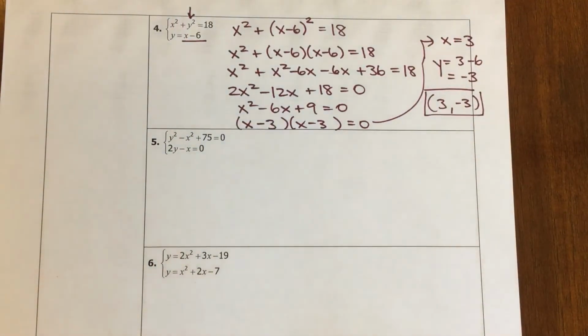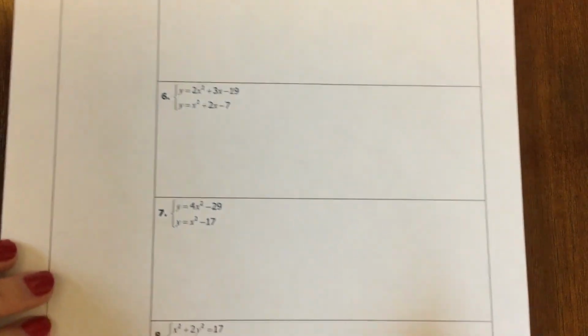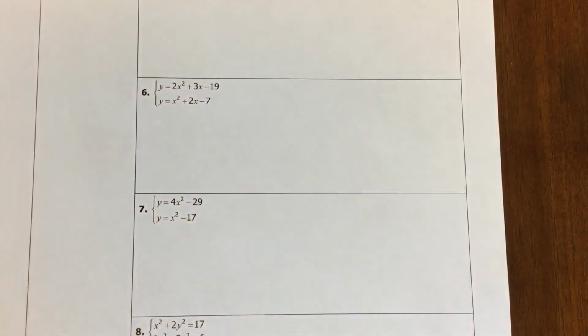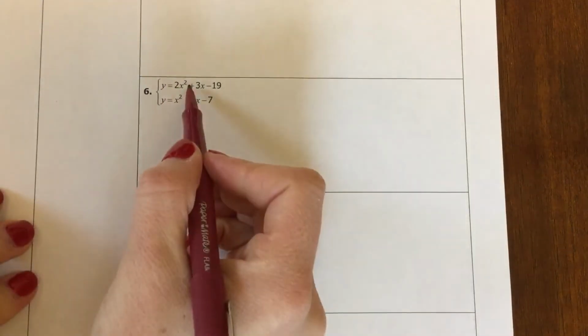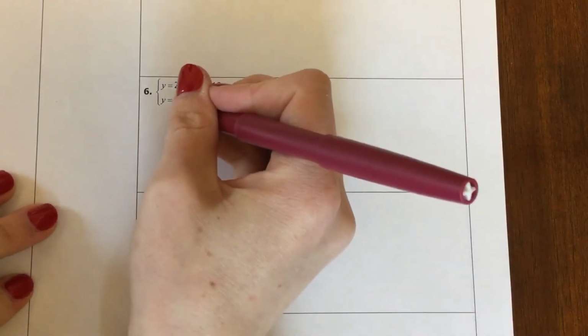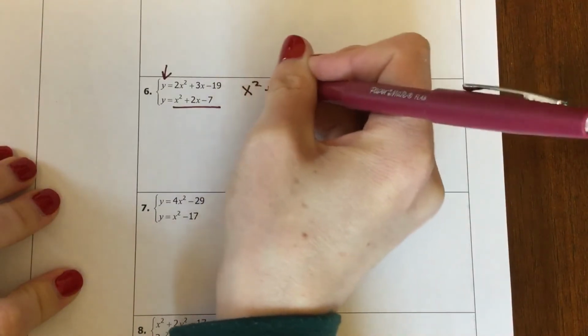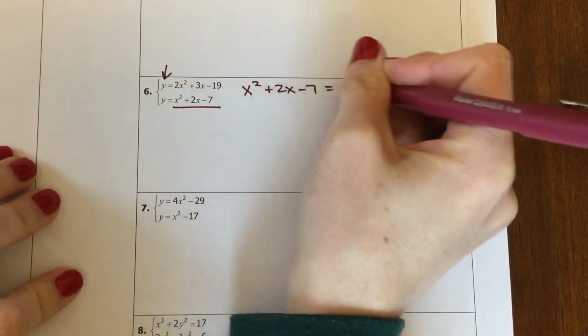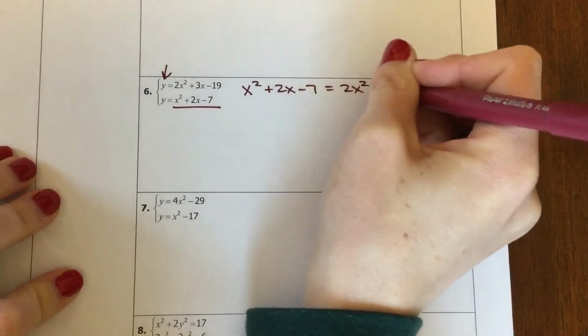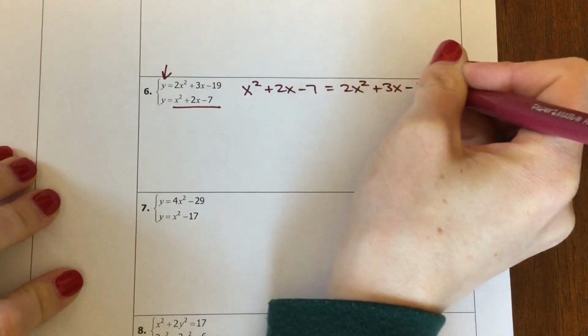Okay, next, let's look at number 6. All right, number 6, I would say, is probably a good substitution candidate. This is a y equals, this is a y equals. That means I can put this y equals right in place of this y equals. So I will have x squared plus 2x minus 7 is equal to 2x squared plus 3x minus 19.